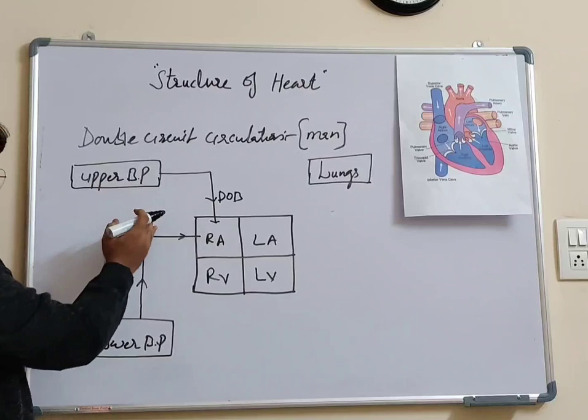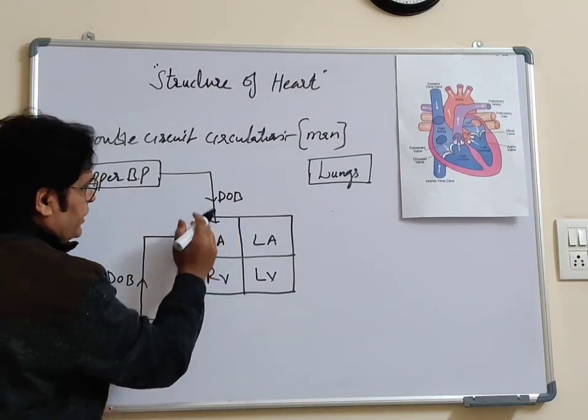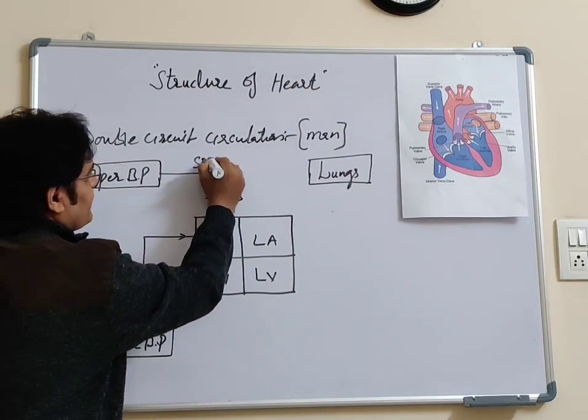But if it is the upper portion of the body, the deoxygenated blood enters into the right auricle through the superior vena cava.